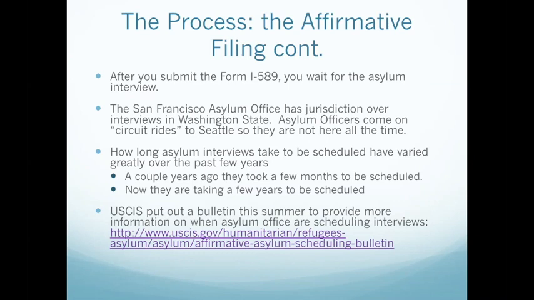So like I said, the San Francisco Asylum Office is the office that has jurisdiction over interviews in Washington State. They come here on circuit rides, so they're not here all the time. And so that's part of the reason that it just takes longer for an interview to be scheduled in Seattle, because we don't have permanent asylum officers here. The asylum office director has put it out there that if you really want to go to San Francisco and be interviewed, you can contact the office and try to be interviewed in San Francisco. But I have to work that out with your client to make that happen.